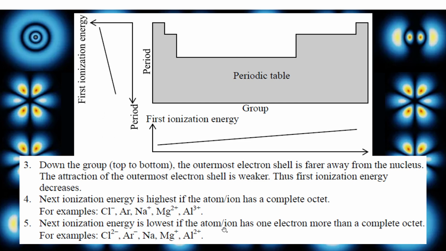On the contrary, if the atom or ion has one electron more than the complete octet, it wants to remove this electron and become a complete octet, so the ionization energy will be lowest. Remember, it is completely opposite. That is the concept: think about whether it wants one more electron, wants to release one more electron, or doesn't want to do either. Think about it by the complete octet concept, the fully filled subshell concept.